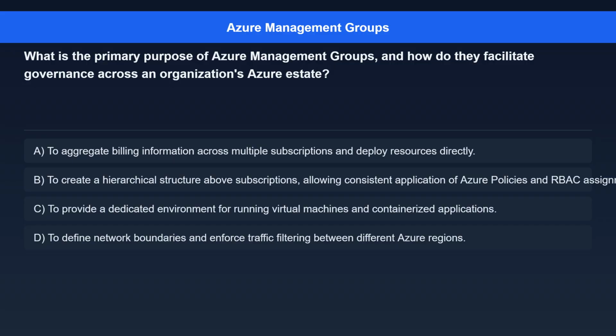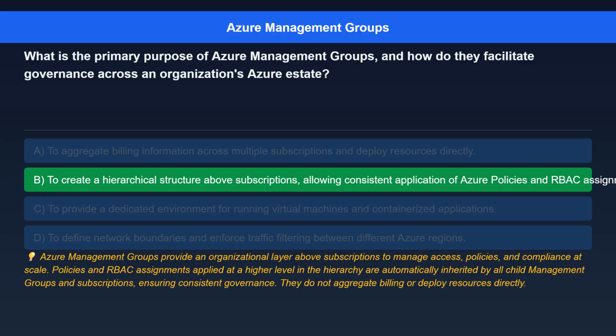Option B. To create a hierarchical structure above subscriptions, allowing consistent application of Azure policies and RBAC assignments that automatically cascade down. Option C. To provide a dedicated environment for running virtual machines and containerized applications. Option D. To define network boundaries and enforce traffic filtering between different Azure regions.